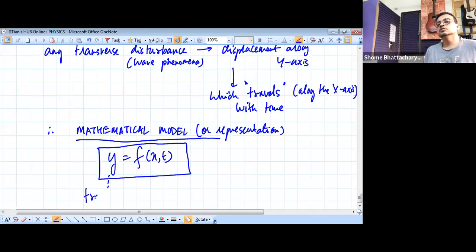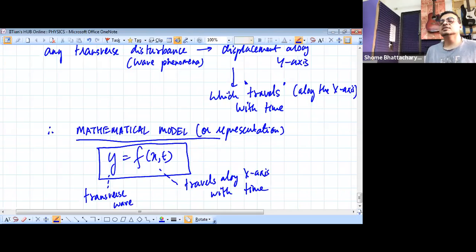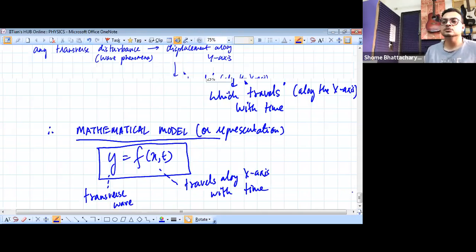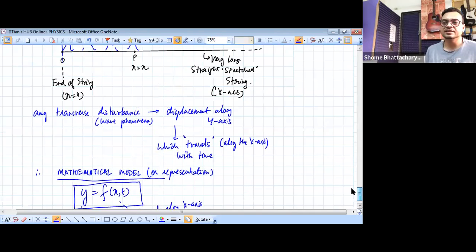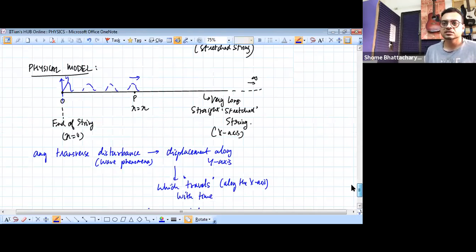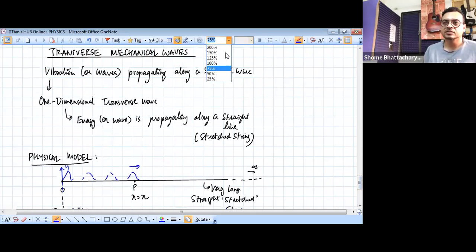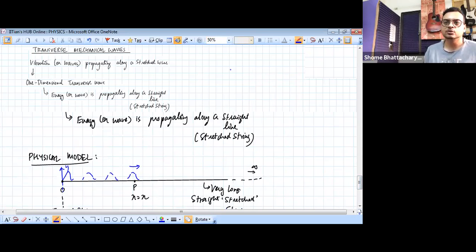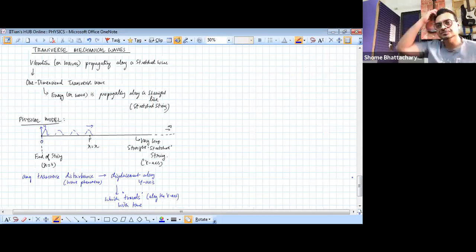So the transverse wave or disturbance travels along the x-axis with time. That is why y is going to be a function of x. And we'll see that there are certain types of functions only which can qualify. Not any and every general two-valued functions. Certain types of functions which will qualify to represent this kind of phenomena, which is a one-dimensional transverse wave.